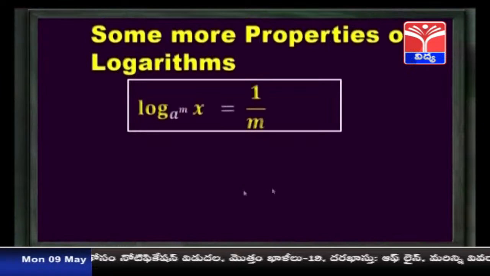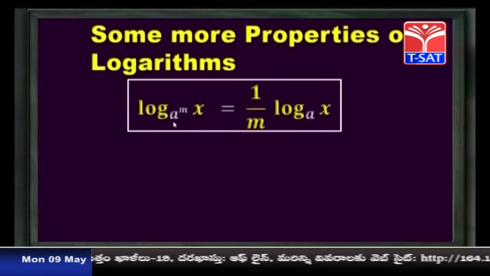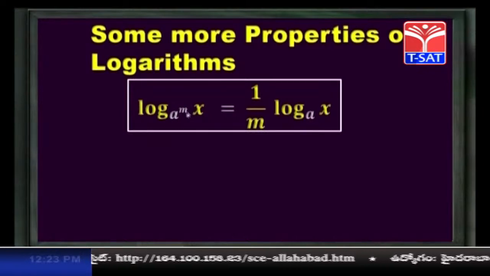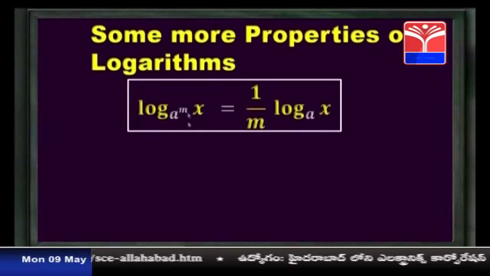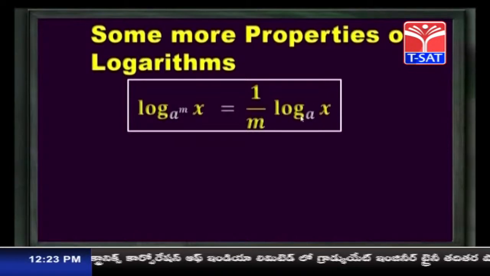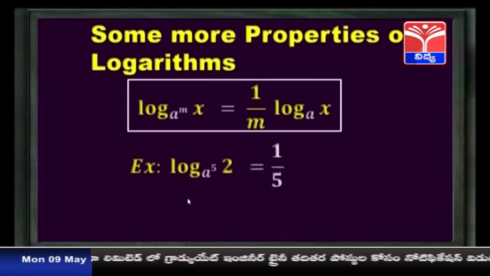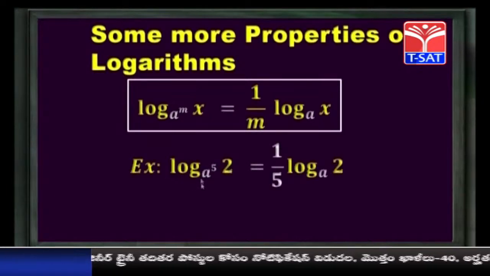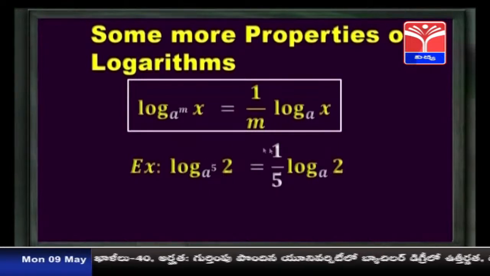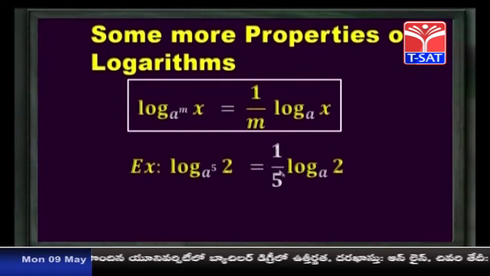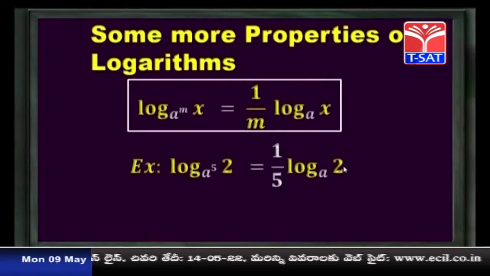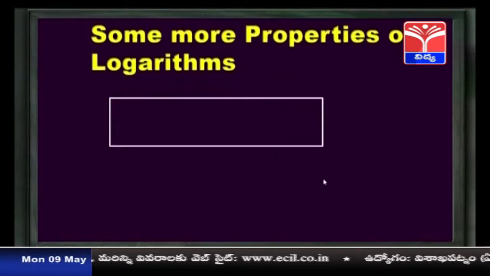Some more properties of the logarithm, log x to the base a power m. So, here if you observe, the power is in the base. So, whenever the power is in the base, it will come as 1 by m log x to the base a. Let us take one example, log 2 to the base a power 5. So, here power is there in the base, so it will come in the denominator of the coefficient of logarithm, which is equal to 1 by 5 log 2 to the base a.